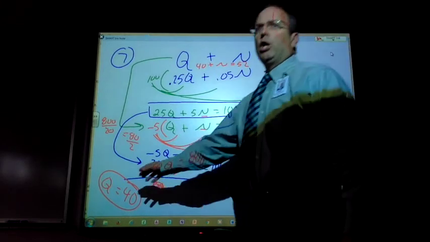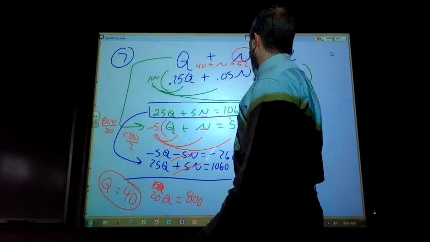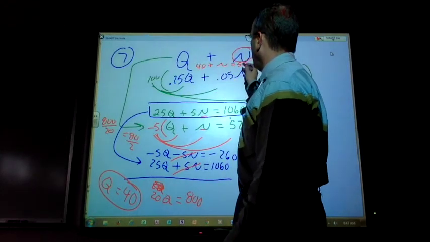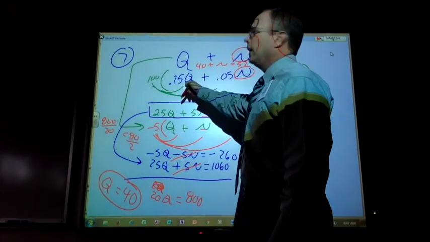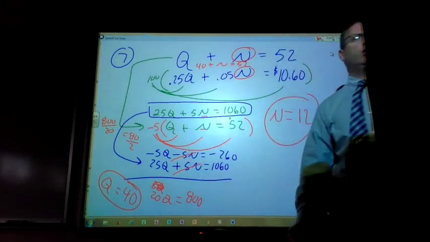Once we know Q, I can put it here to solve for N, or I can solve for N and plug it in here. It's your choice, and you're going to get the same answer regardless.